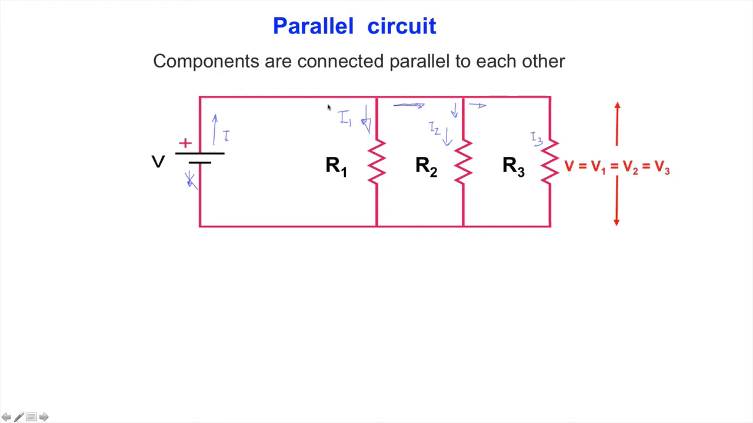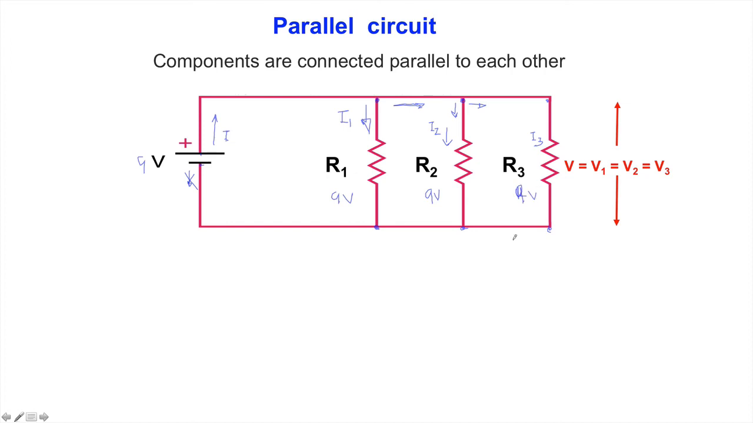But the potential difference between the two terminals here is the same as the potential difference between the other terminals. Therefore, voltage is constant in all the resistors. That means if 9 volt is starting from here, you get 9 volt, you get 9 volt, you get 9 volt.